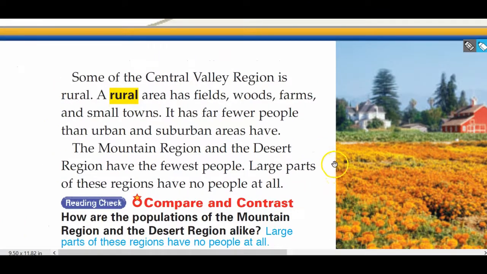And then lastly, some of the Central Valley region is rural. A rural area has fields, woods, farms, and small towns. Is that us? Yes, it is. We're surrounded by farmers. It has far fewer people than urban and suburban areas have. The mountain region and the desert region have the fewest people. Large parts of these regions have no people at all.